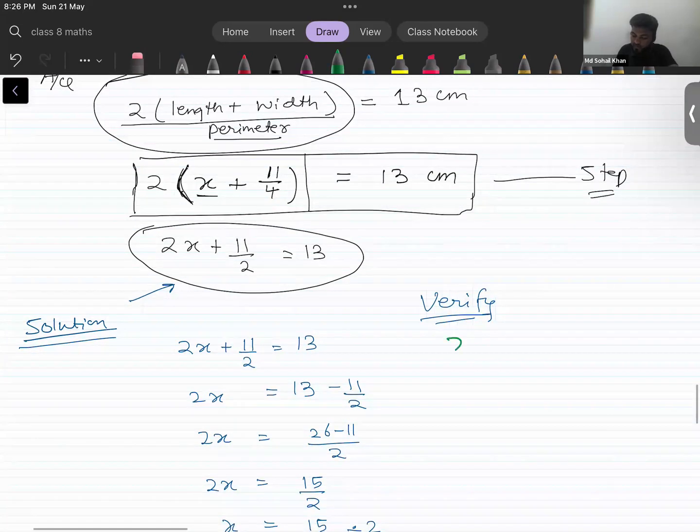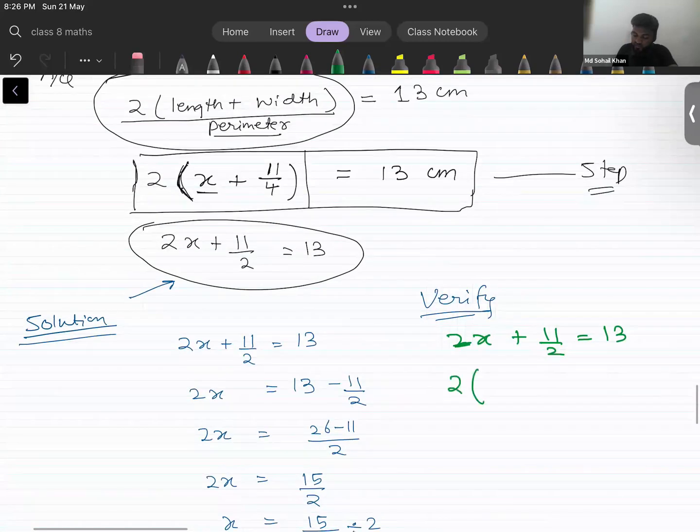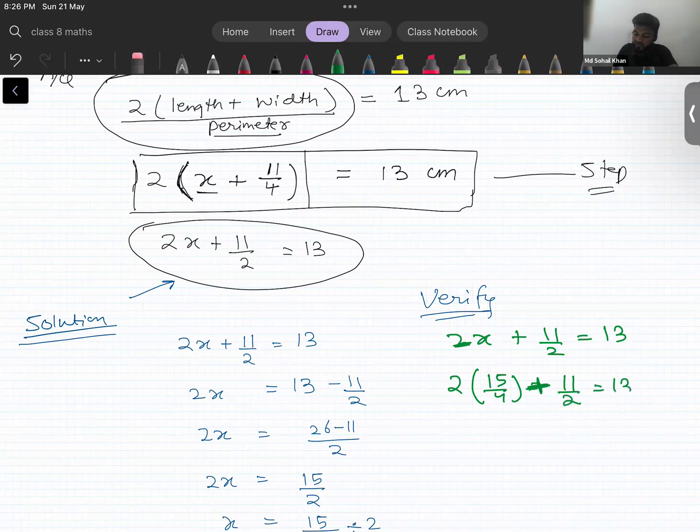Okay. So 2x plus 11 upon 2 is equal to 13. Our answer was 15 upon 4. So it will be 2 multiplied by 15 upon 4 plus 11 upon 2 equals 13.